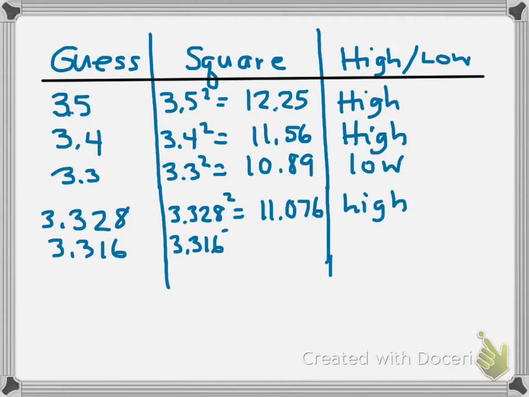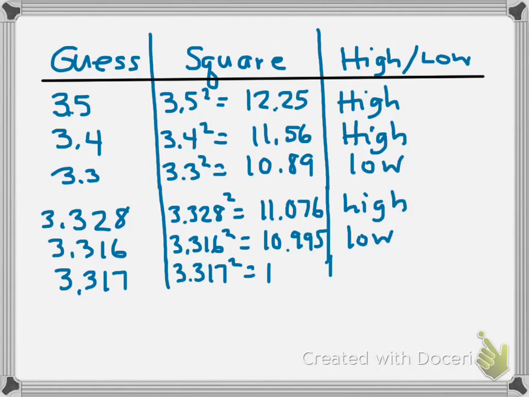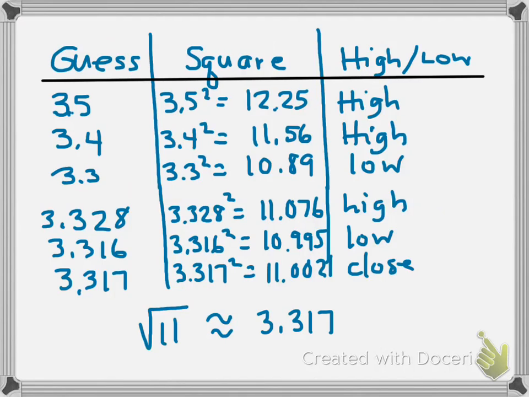We need 3 decimal places. That gives us 10.995, so now we're too low. So we're just going to go up a little bit: 3.317. 3.317 squared is 11.002. That's close enough. So the square root of 11 is approximately 3.317. Remember, it said it wanted 3 decimal places, and those are 3 decimal places.